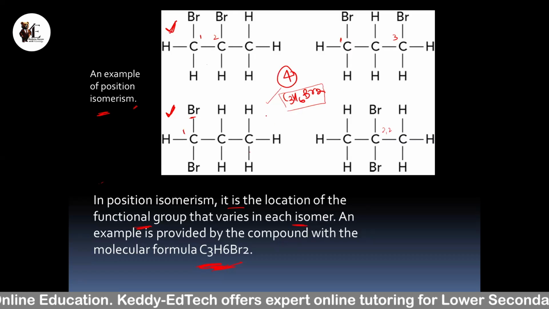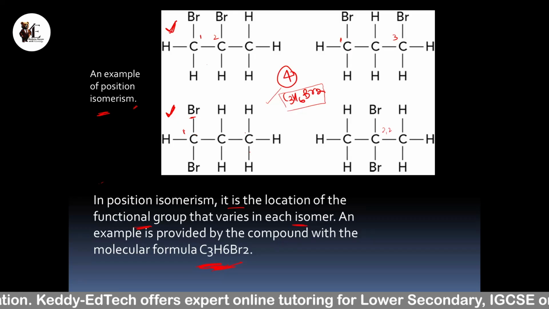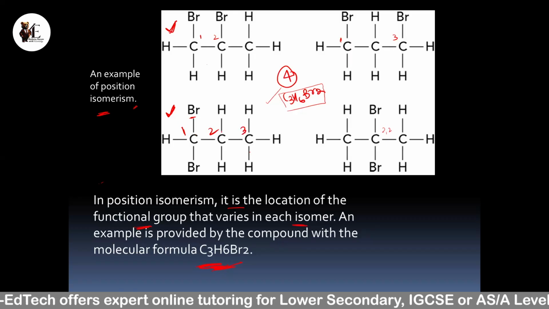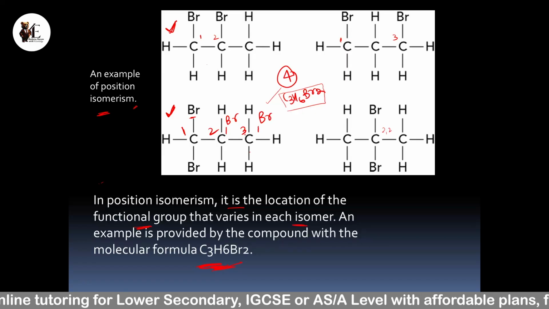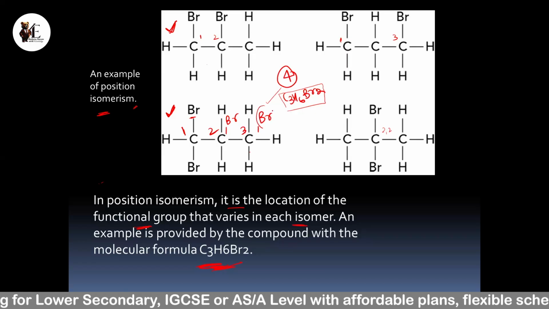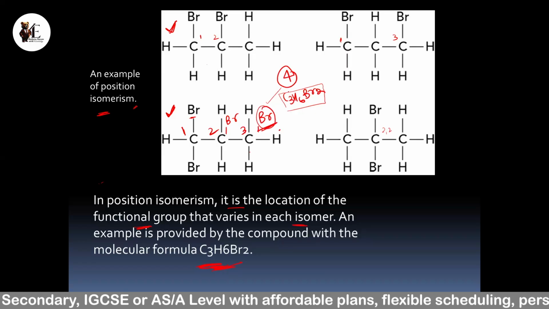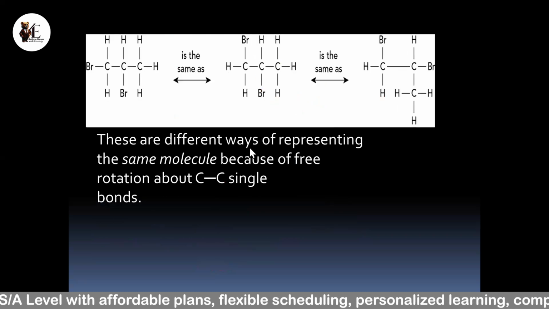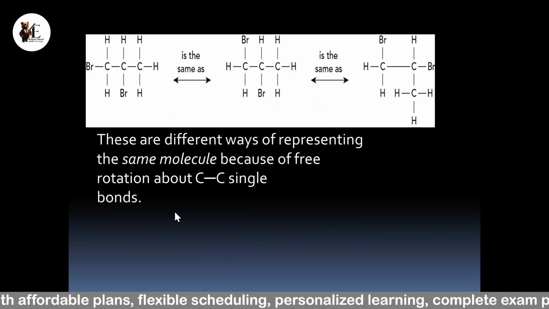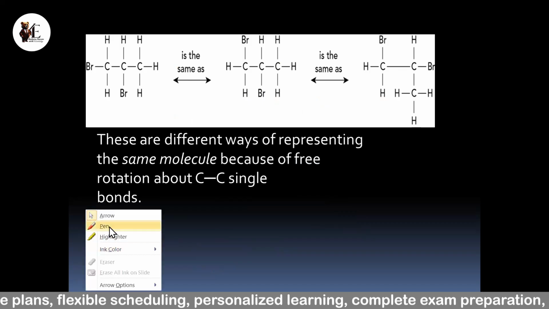Because if you attach it at the 2 and 3 position, for example, this is 1, this is 2, and this is 3, if you attach it at the 2 position and the 3 position, then it is also the same as 1 comma 2, because the counting will start from where the functional group is attached. So it is the same as 1 comma 2 only. So these are different ways of representing the same molecule because of free rotation about C-C single bonds.